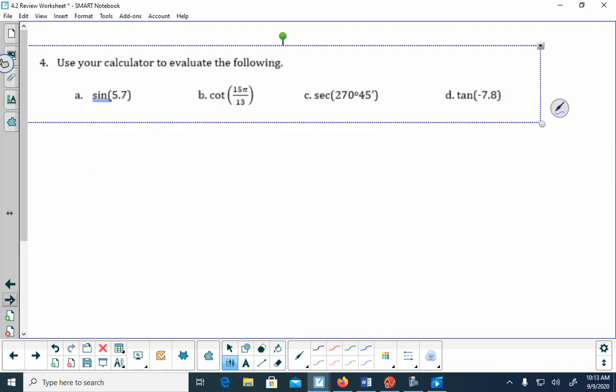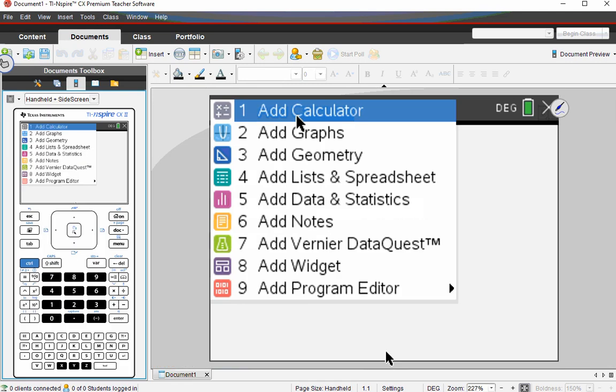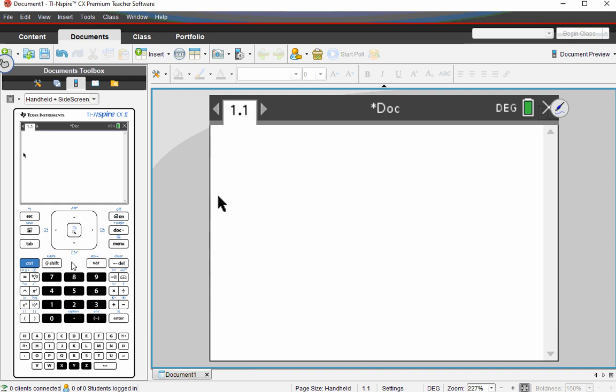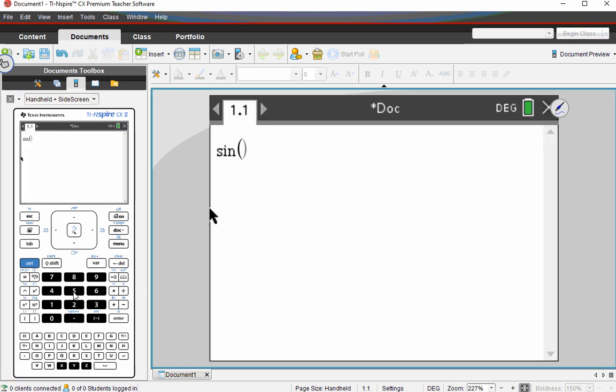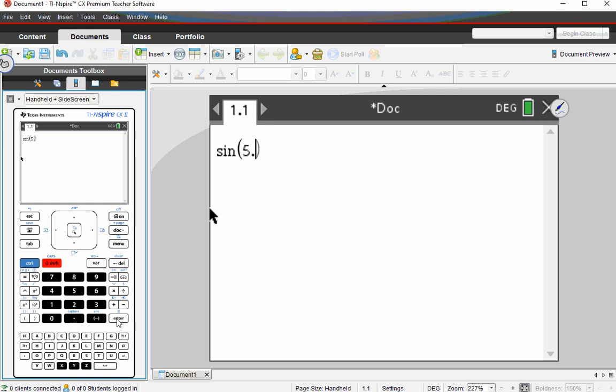Number 4 asked me to use my calculator. So this is just going to be a quick check on whether or not you know how to use your calculator. So I'm getting out my calculator. I'm going to a calculator page. And the first one I have is sine of 5.7. So I'm going to hit trig. Sine is already highlighted. I'm going to do 5.7. And when I do that, I get 0.9932.